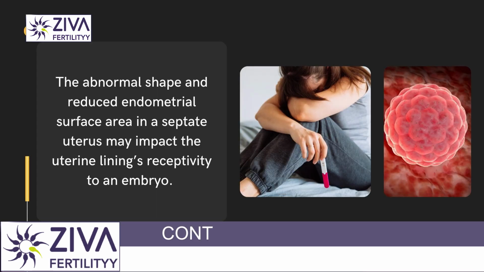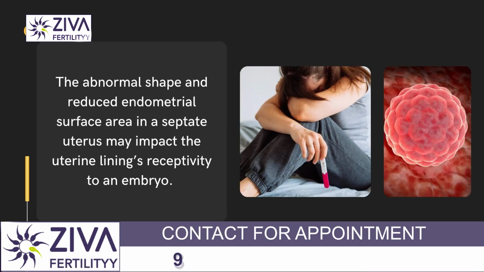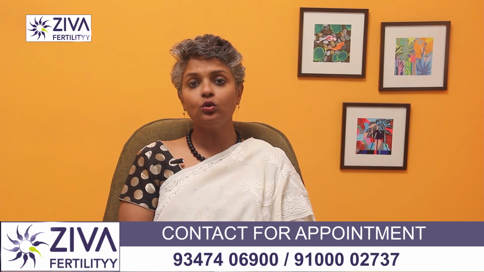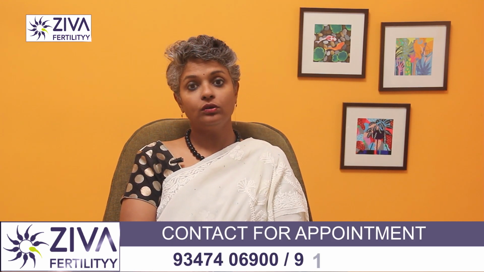The septate uterus also has an effect on embryo implantation and hormonal receptivity. The abnormal shape and reduced endometrial surface area in the septate uterus may impact the uterine lining's receptivity to an embryo, which leads to lower chances of embryo implantation even if fertilization occurs. Additionally, hormonal signaling may be disrupted by the septum. This further brings down the lining's ability to support implantation and early embryo growth.